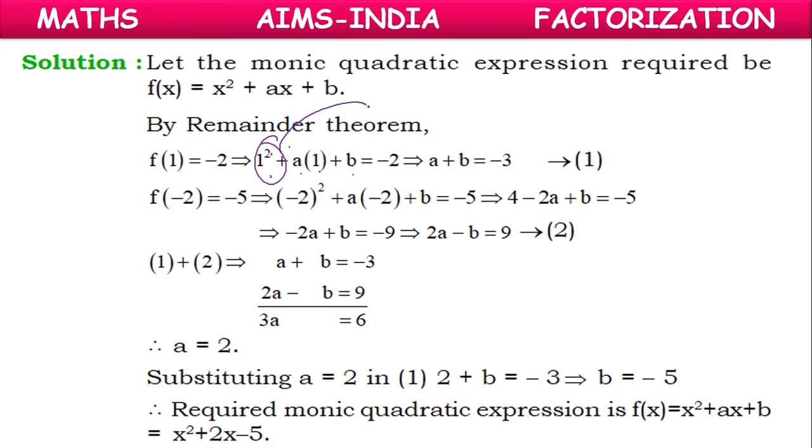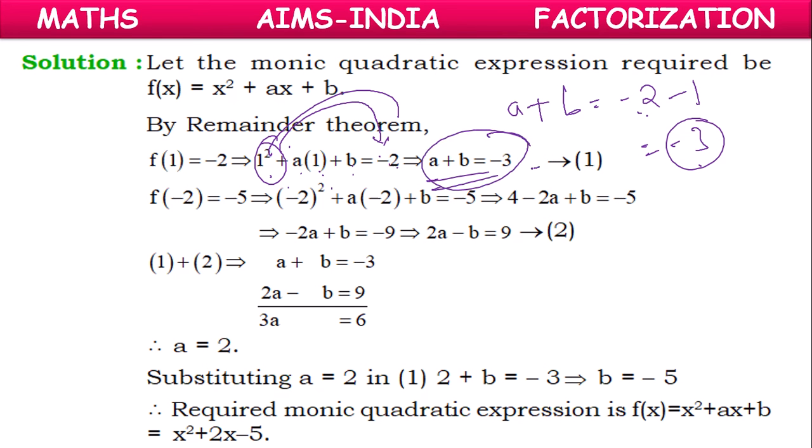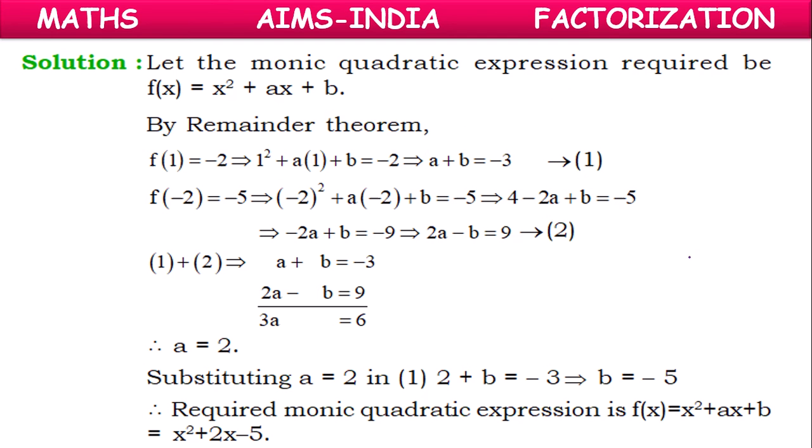So this 1 will go towards the right hand side. Here we have a plus b, and on the right hand side we have minus 2. If 1 square goes towards the right hand side, it will become minus 1. Minus 2 minus 1 equal to minus 3. So a plus b equal to minus 3. This is the first relation we have got as per the given hint.